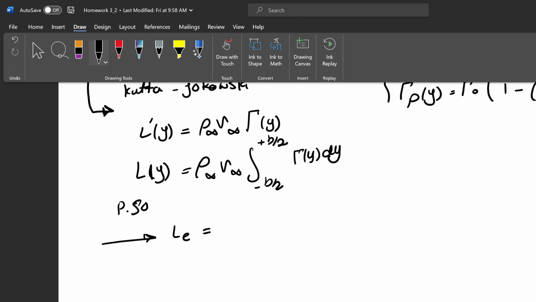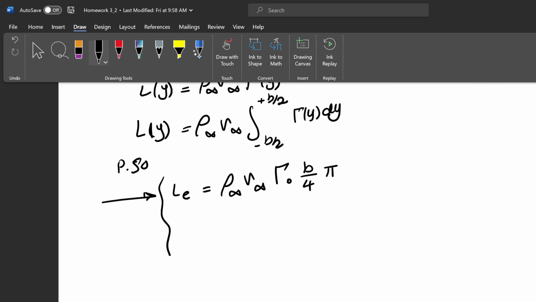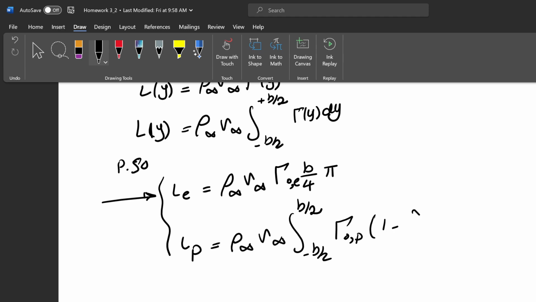For the elliptical, we know that lift is rho infinity, v infinity, gamma naught, b over 4 multiplied by pi. This is something that we have already calculated. But for the parabolic one, we need to take the integral. So lift of the parabolic is rho infinity, v infinity, integral from negative b over 2 to positive b over 2, gamma naught of parabolic, 1 minus 2y divided by b squared, dy.